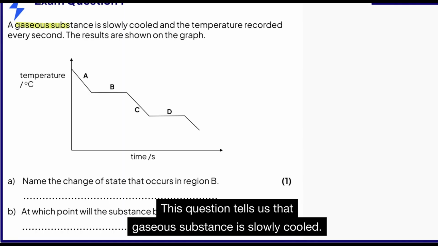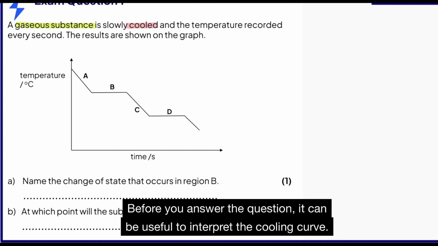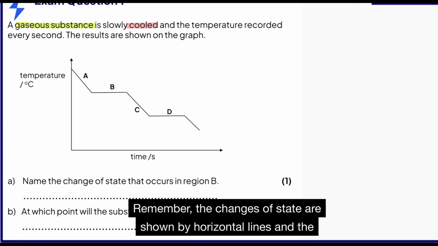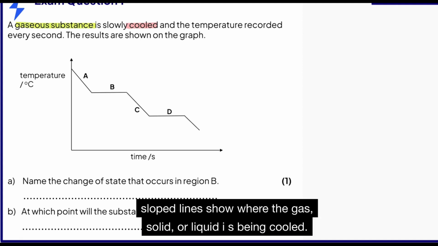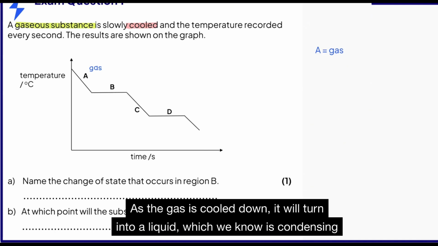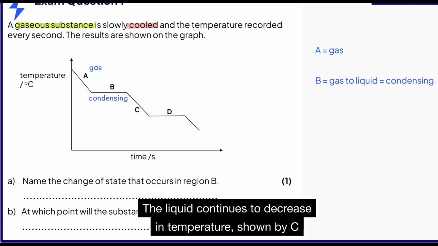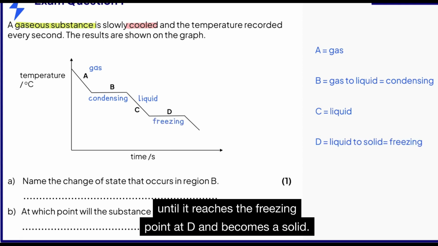This question tells us that a gaseous substance is slowly cooled. Before you answer the question, it can be useful to interpret the cooling curve. Remember, the changes of state are shown by horizontal lines, and the sloped lines show where the gas, solid or liquid is being cooled. The question tells us that we start with a gaseous substance, so A must be a gas. As the gas is cooled down, it will turn into a liquid, which we know is condensing, and is represented by the letter B. The liquid continues to decrease in temperature, shown by C, until it reaches the freezing point at D and becomes a solid.